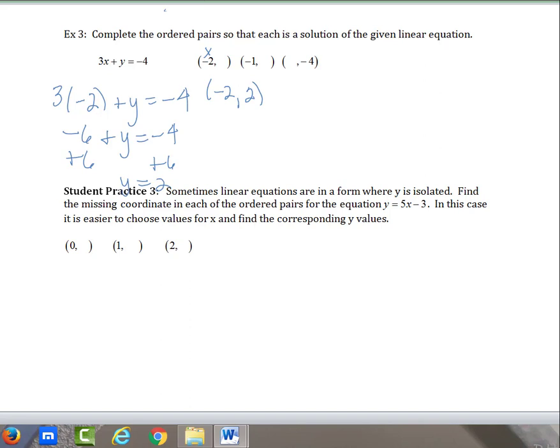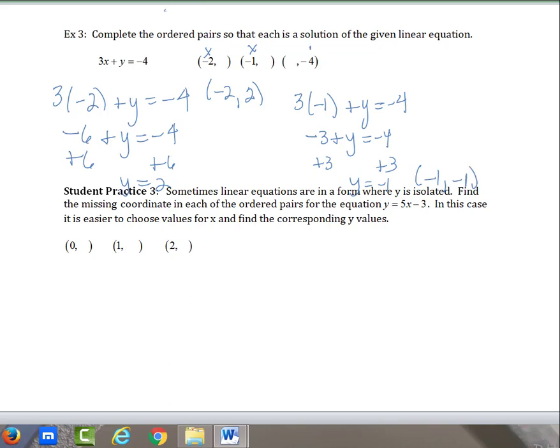Now in the second ordered pair, same thing. I am given an x and I need to find the y that corresponds to it. So I go into the original equation, I put a -1 in for x, and I solve for y. So I have -3 plus y equals -4. I add 3 to each side. I get y equals -1. And so I have a second ordered pair. That would be -1, -1.